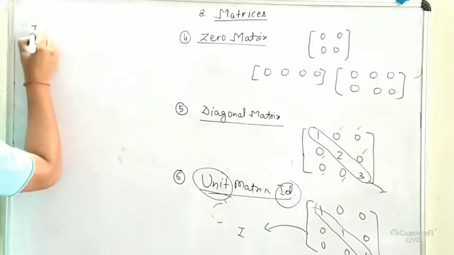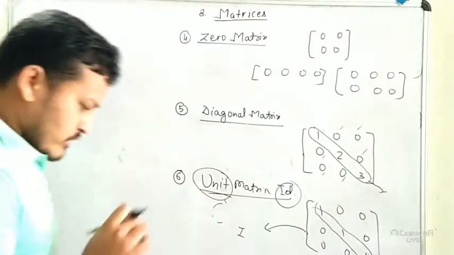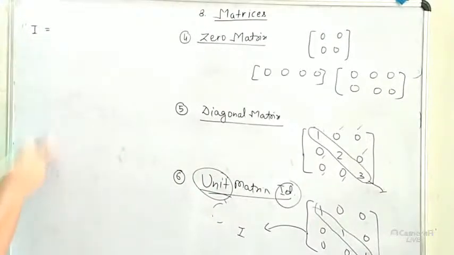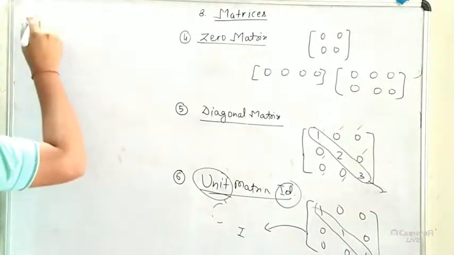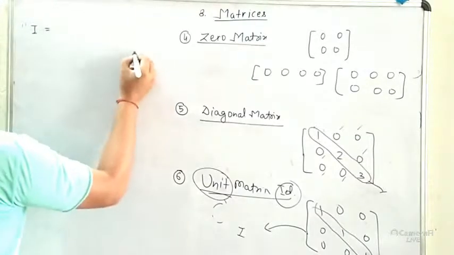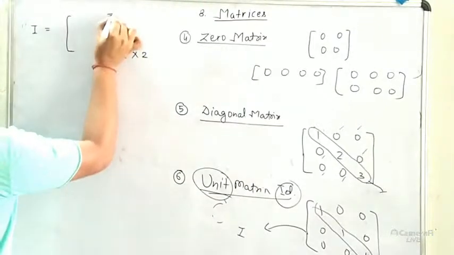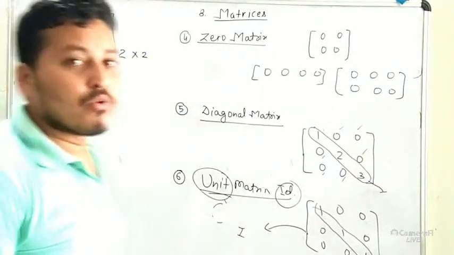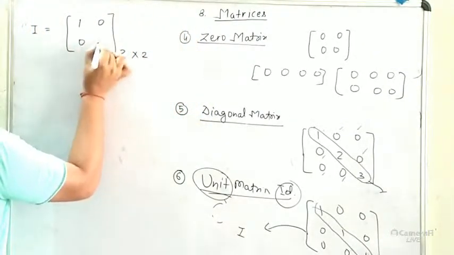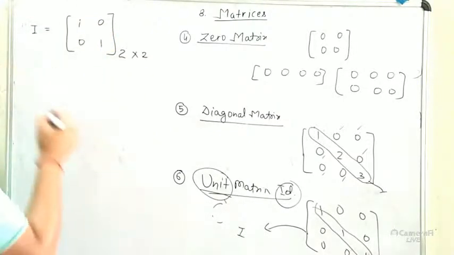Next, another example of the identity matrix. The unit matrix is denoted by I, and in your exercises you will notice that I is given many times. So I represents the unit matrix, the identity matrix. Tell me, what is the identity matrix of order 2 by 2? The first row is 1 0, then 0 and 1. The diagonal must be 1 and the rest of the elements will be 0.